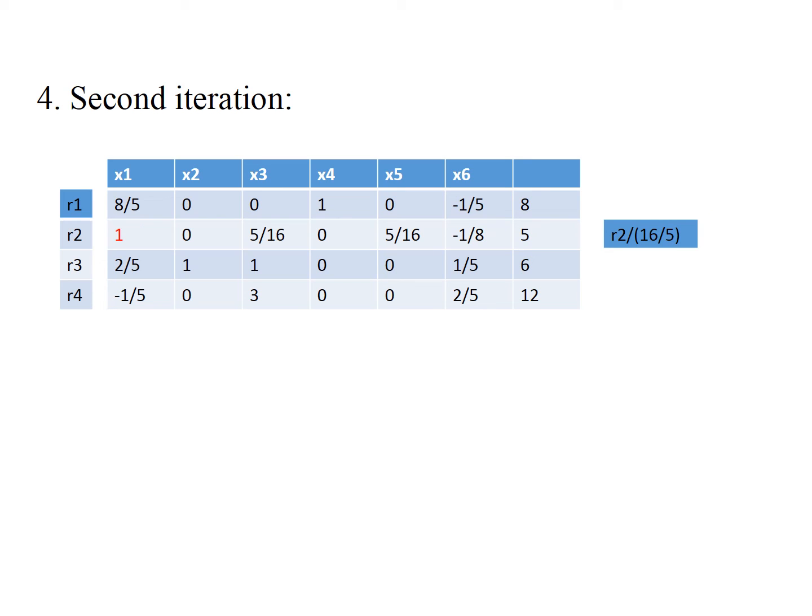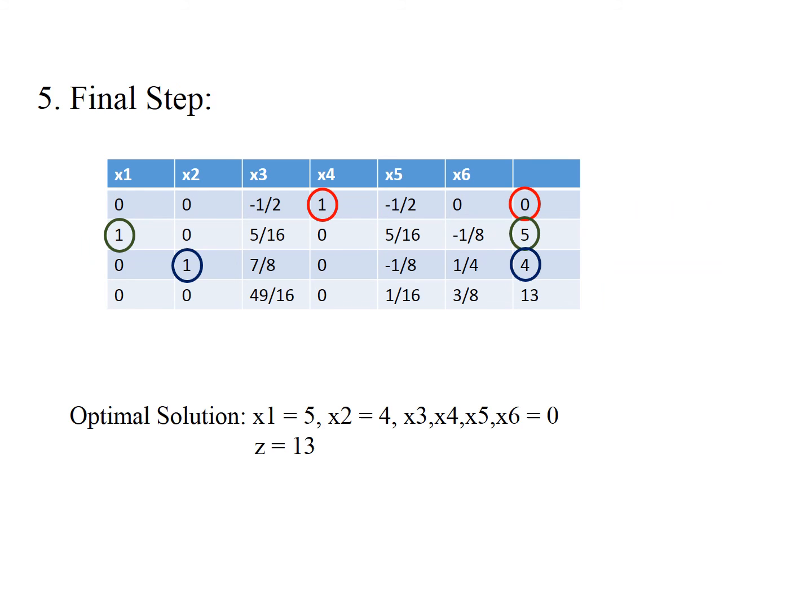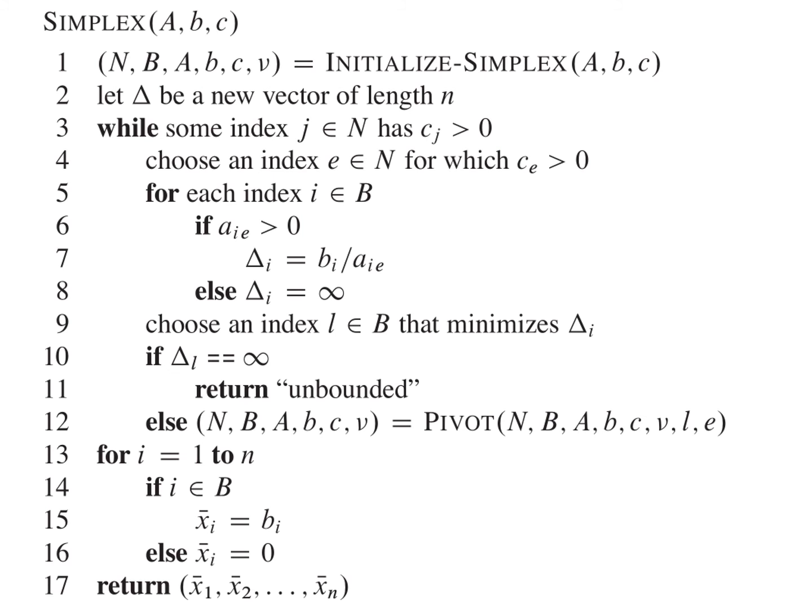Again, we divide the pivot row by the pivot value. Then we add or subtract a multiple of the pivot row such that all values in x1 are 0, other than the pivot row. Now that there are no more negative values in the bottom row, we have reached an optimal solution, which is calculated as shown. And that is how the simplex algorithm works.